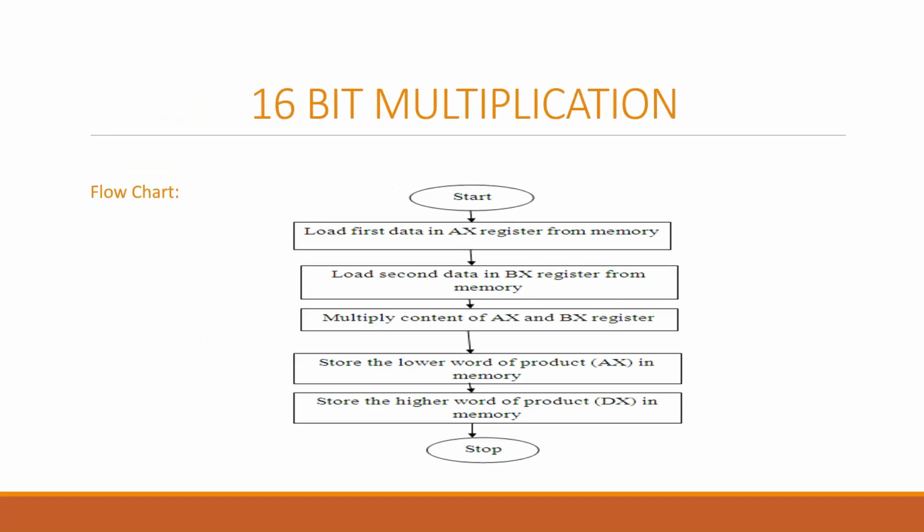So this is the flowchart for the 16-bit multiplication. Get the first data in AX register from the memory location, get the second data in BX register from the memory location, multiply the content of AX and BX. Since 16-bit into 16-bit will result in a 32-bit result, the lower word is nothing but 16-bit. The lower word of the product, AX, I am going to store in one memory location. The higher word of the product, which is there in DX register, I am going to store in another memory location.